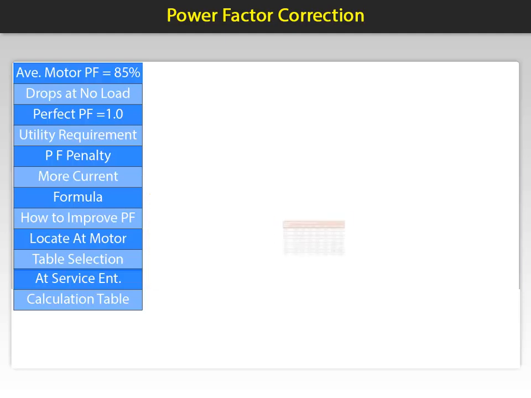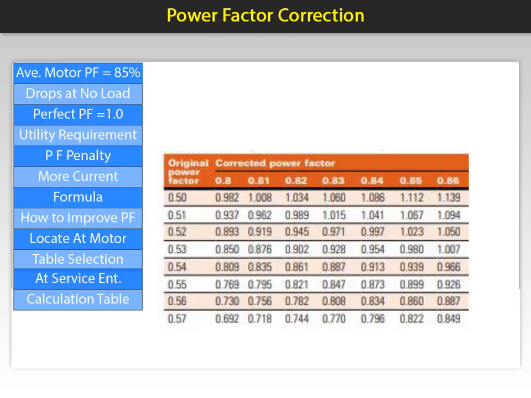Let's zoom in on some of the columns to see the numbers. For example, find 0.57 in column 1. Then go across to 0.95. That shows a value of 0.822. Then multiply that number times the kW demand. Then round the number and you will have the required kVA or capacitor rating for installing at the incoming service.